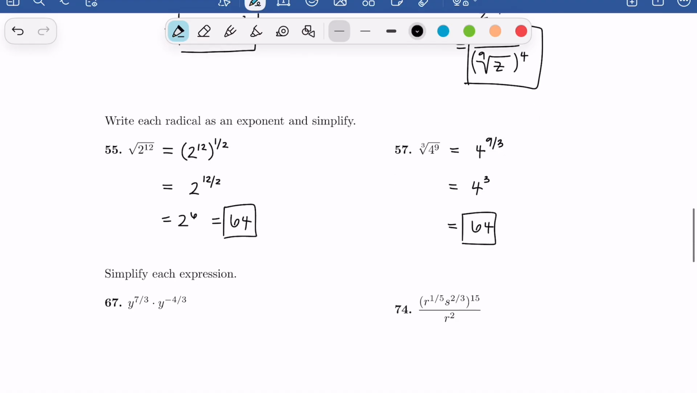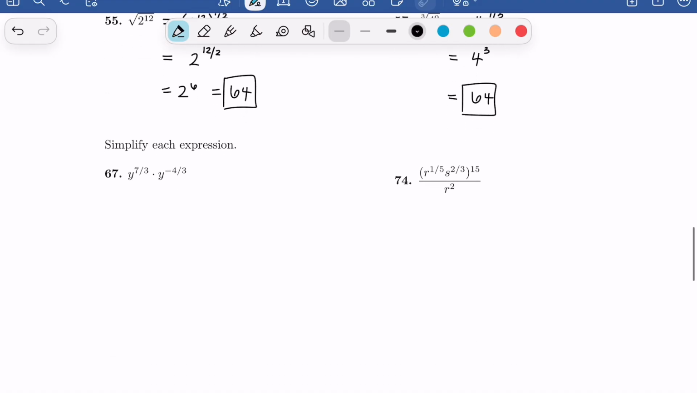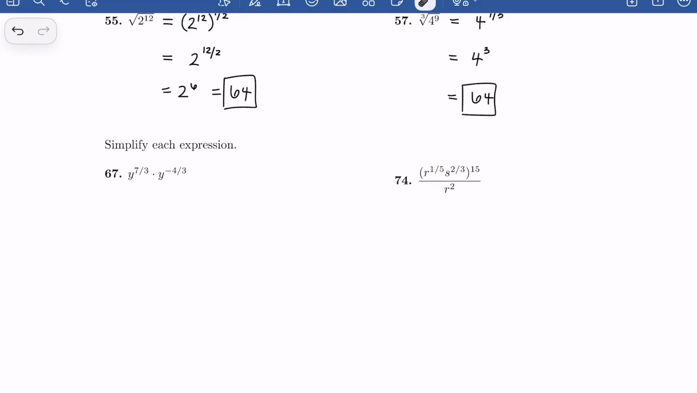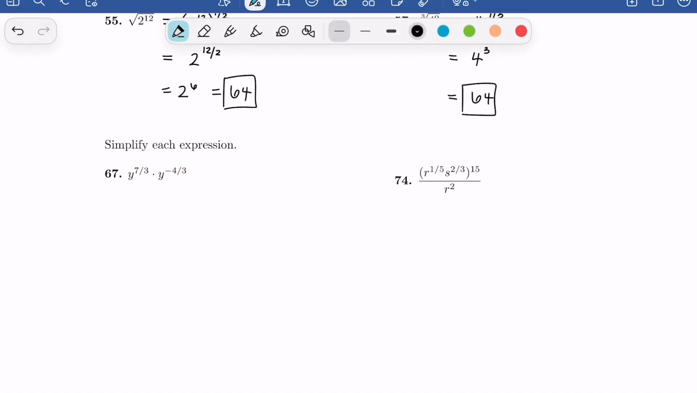All right, and in the last two examples in this section, we want to simplify each of these expressions. So we're going to be using our exponent rules, but again, our exponents are going to be rational. So for 67 here, we have y raised to the 7/3 power times y raised to the negative 4/3 power. Well, we know that if we're going to multiply two exponential expressions that have the same base, all we have to do is add their exponents together.